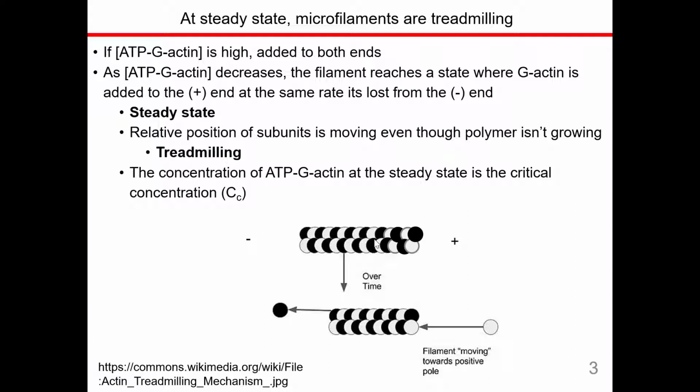The concentration of ATP-G-actin at the steady state is what we call the critical concentration. So if the concentration of ATP-G-actin is higher than the critical concentration, the filament is going to grow. If it's lower than the critical concentration, the filament is going to shrink. And if it's at the critical concentration, you're going to see this steady state process of treadmilling.